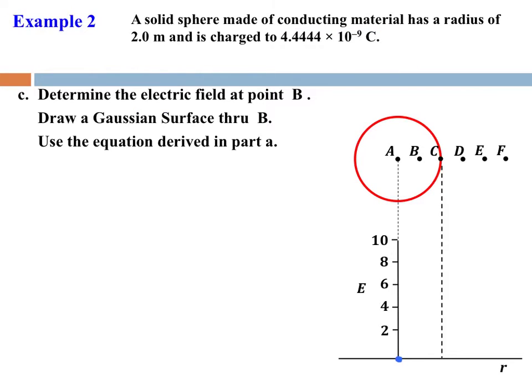In part B, we're asked to determine the electric field at point B. Now, we want to draw a Gaussian surface through point B. Again, these are just imaginary surfaces. And we want to use the equation that we derived again. Because this is a conducting material, we still have no charge enclosed at point B. So our electric field is still 0.